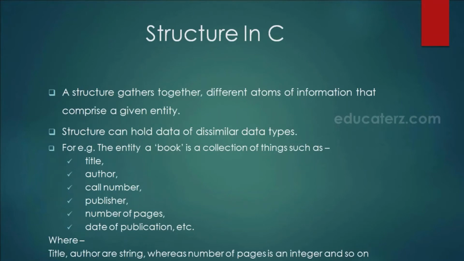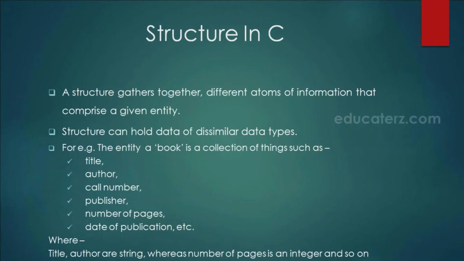A structure gathers together different atoms of information that comprise a given entity. These different atoms of information can be of similar or dissimilar data types, but logically they should be related to one entity. So to grab the information about an entity, which can be of different data types, together we can use structure.